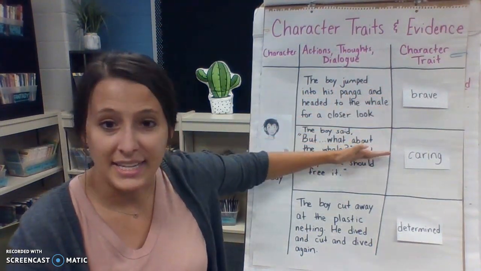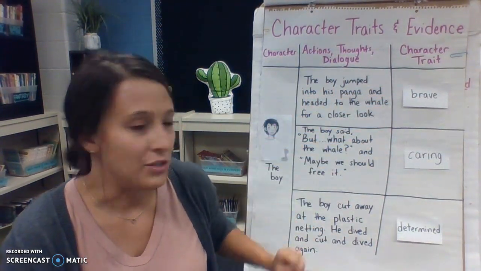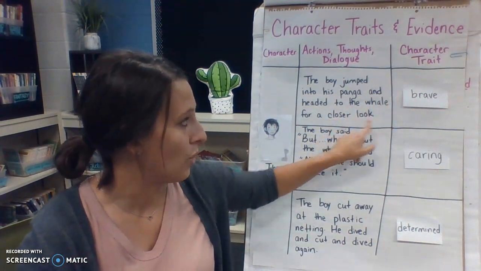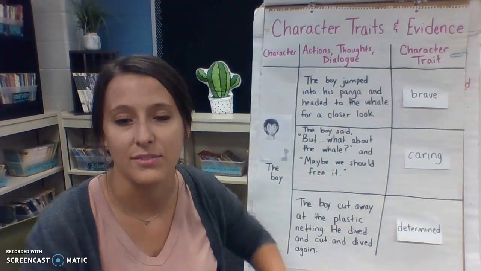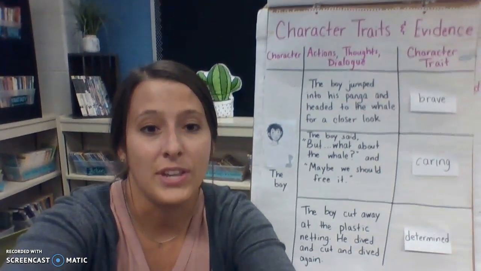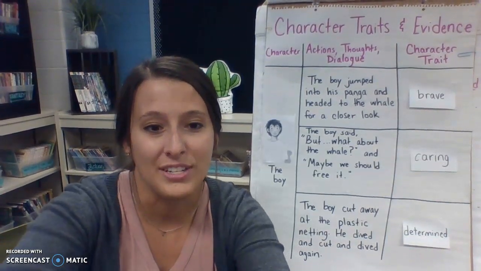So we did 3 today together. You just have to do one for each of these columns. So you'll do one character trait word and its evidence for that video. Okay, so scroll down, make sure you watch the video clip first, and then you'll move on to the activity.